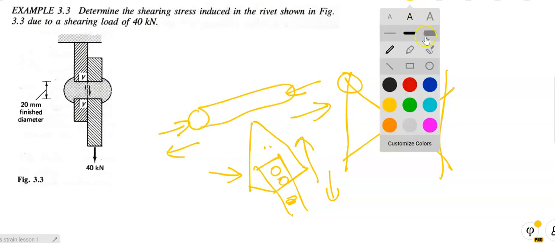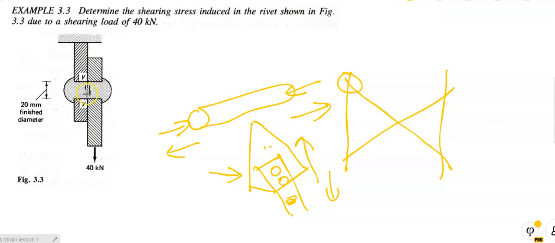Now, just over here, can you see the arrows there? If this plate was pulling upwards and this plate was pulling downwards like it wants to do, then this rivet will fail along there. It will almost cut across its diameter. These two surfaces here want to move apart from each other, and we call that a shearing stress.